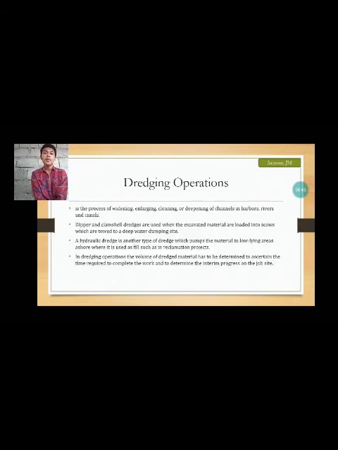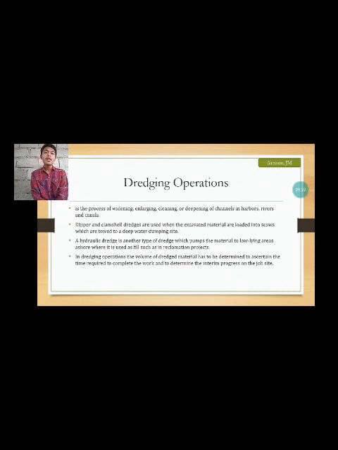So dredging operations. First is the process of widening, enlarging, cleaning, or deepening channels in harbors, rivers, and canals. Second, dipper and clamshell dredges are used when the excavated material is loaded into scows, which are towed to a deep water dumping site. Third, a hydraulic dredge is another type of dredge which pumps the material to low-lying areas ashore where it is used as a fill, such as in reclamation projects.